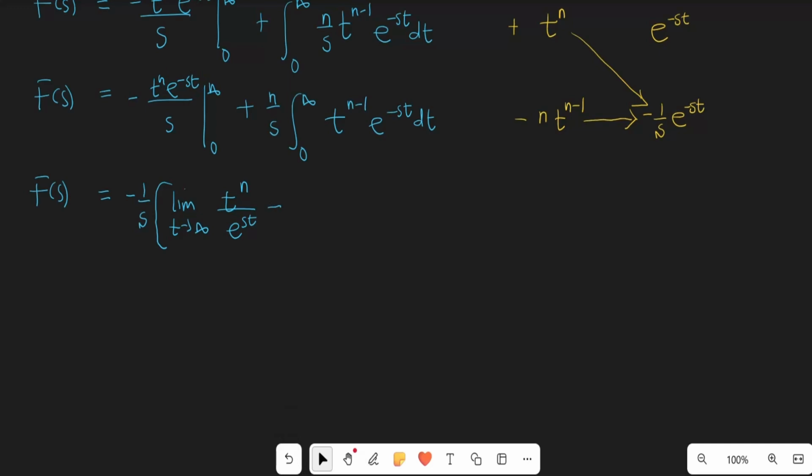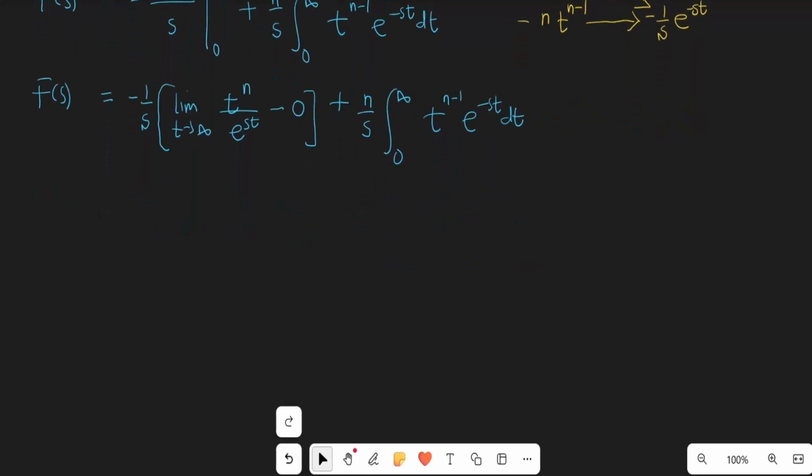When you plug in the lower limit, t raised to the power n goes to 0 as t goes to 0, and then this one goes to 1, and everything goes to 0 for the lower limit, which is 0, like this. And we have plus n over s, and then the integral from 0 to infinity of t raised to the power n minus 1 e raised to the power negative st dt. By just looking at this, this one is also the Laplace transform of the function t raised to the power n minus 1. But let's evaluate the limits.